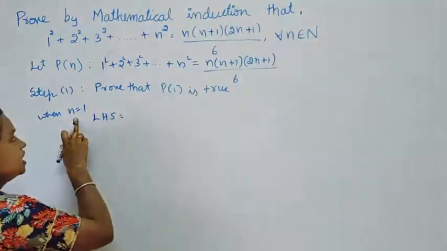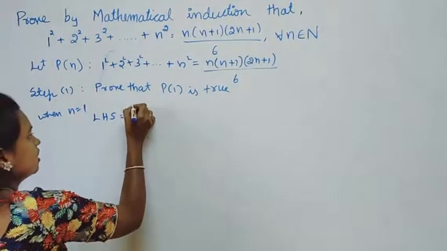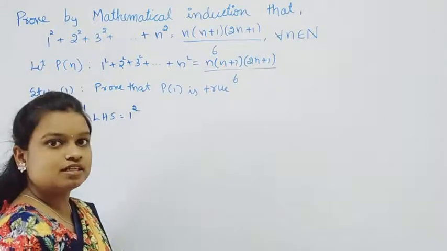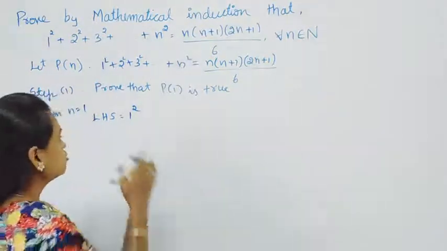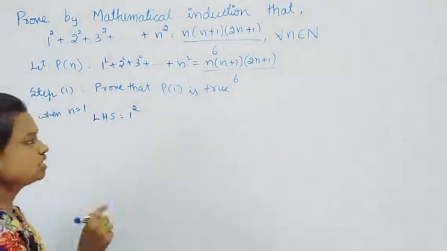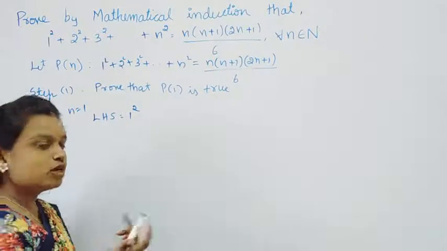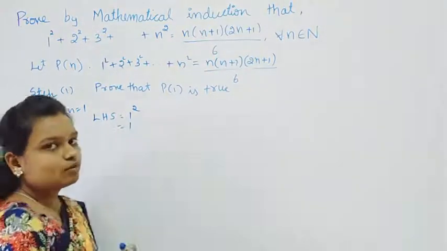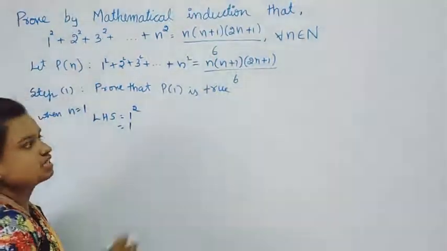So we consider that n is equal to 1. So it becomes 1 square. It becomes one term. When n is something, it consists of n number of terms. So when n is equal to 1, it consists of only one term, that is the first term. So what is the first term here? 1 square. So what is 1 square? It is nothing but 1, right? 1 square is 1. This is our LHS.